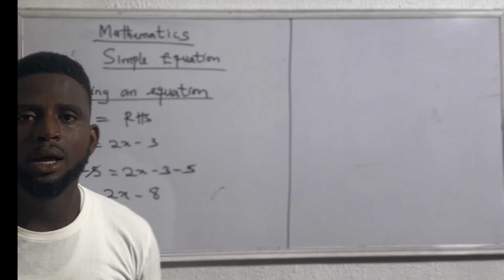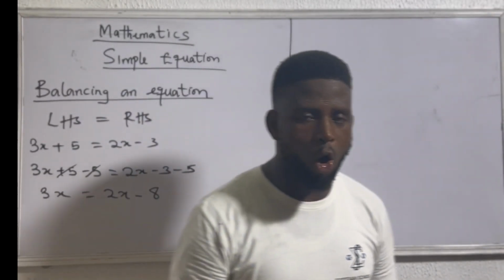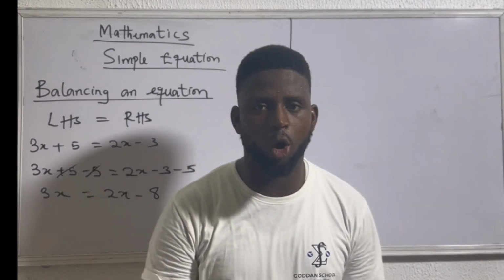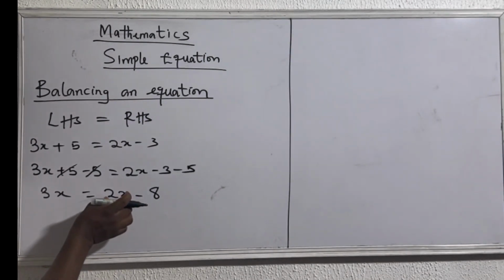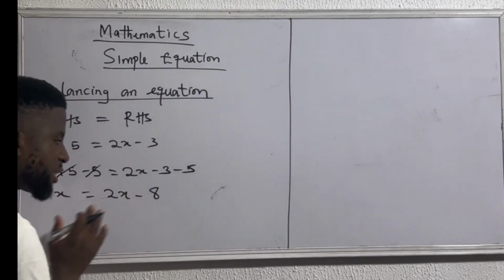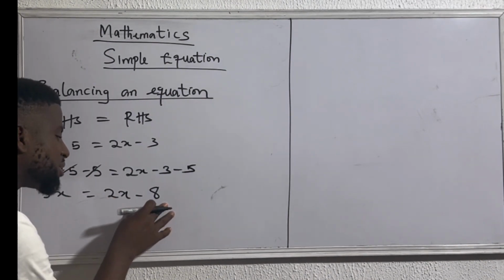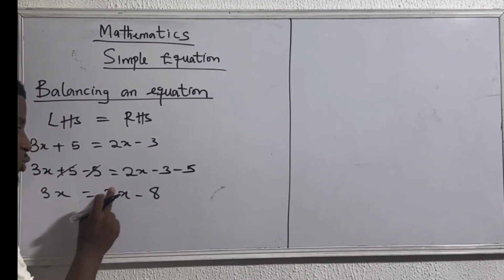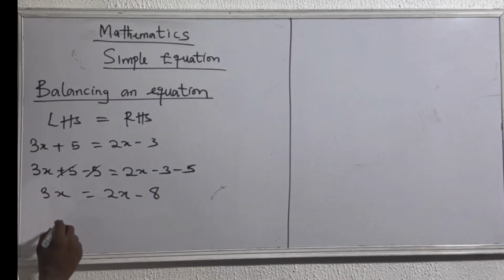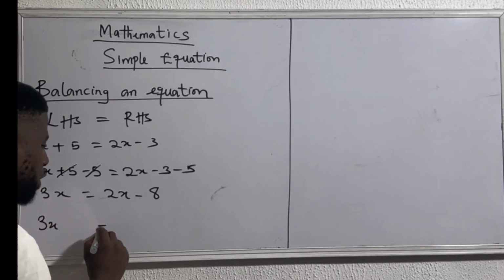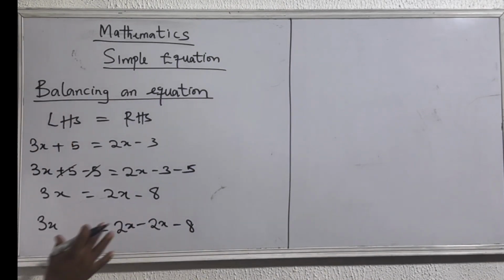That is to say that an equation is only balanced when what is done on a side is also done on the other side. Now, take for example, I want to take away 2x from this right hand side. I don't want 2x to be on the right hand side. So what do I do? This is +2x, so I subtract 2x from the right hand side to give me 0 here. Now, if I have 3x = 2x, I've subtracted 2x now, -8 on the right hand side.